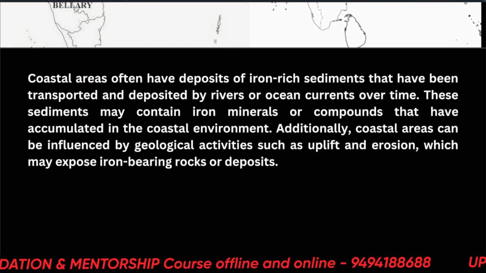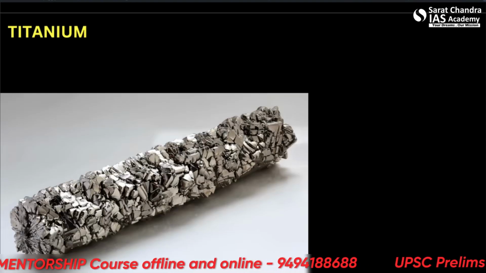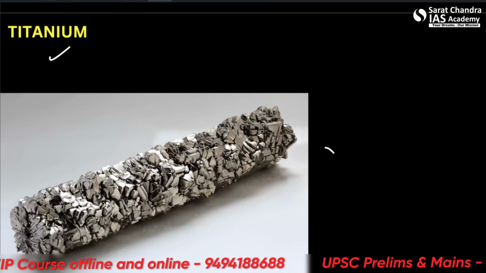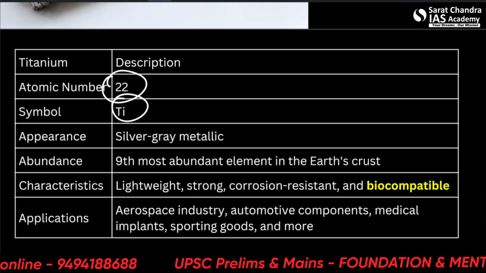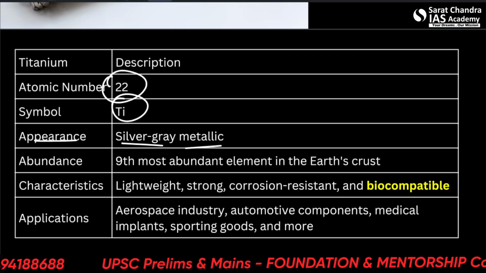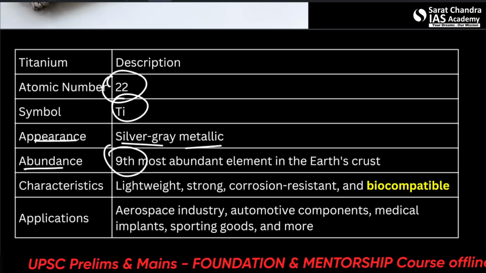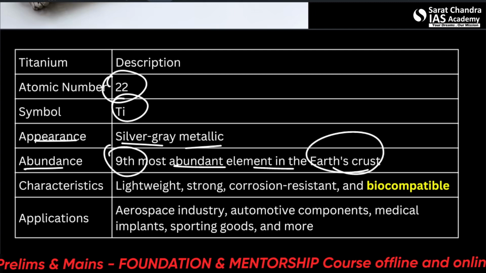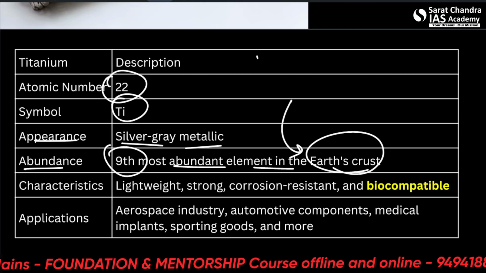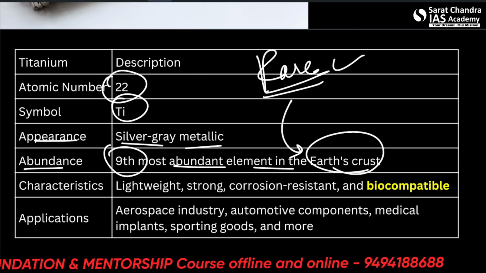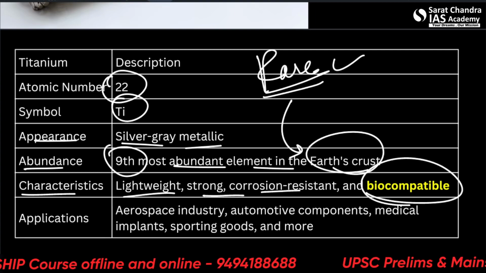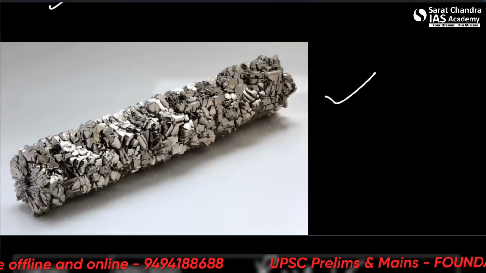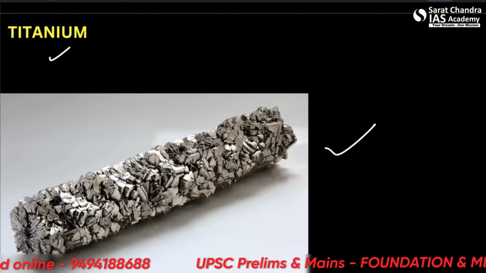Alright. Let's now talk about the final option, that is titanium. This is titanium. Atomic number 22, symbol is Ti, and appearance is silver grey metallic. Abundance: it's the 9th most abundant element in the Earth's crust. So it's not a rare thing to find. Alright, characteristics: lightweight, strong corrosion resistance, and biocompatible. This is the most important thing about titanium, that it is biocompatible.